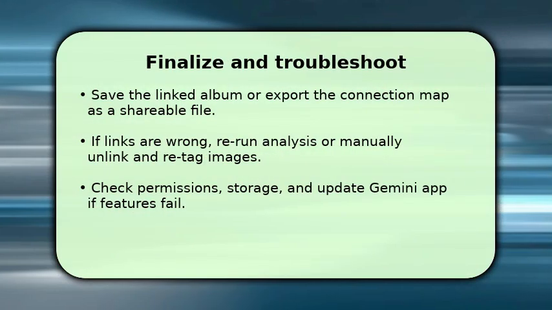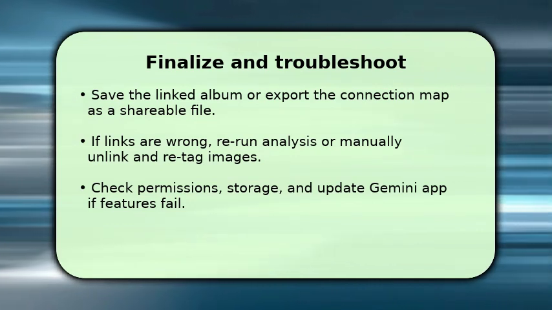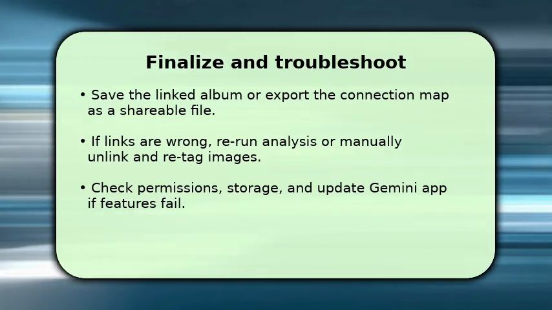to finish by saving your linked album or exporting the connection map so others can view it. This persists tags and manual edits. If you find incorrect links, first rerun the analysis to refresh models, then manually unlink and retag the problematic photos to teach Gemini your intent.